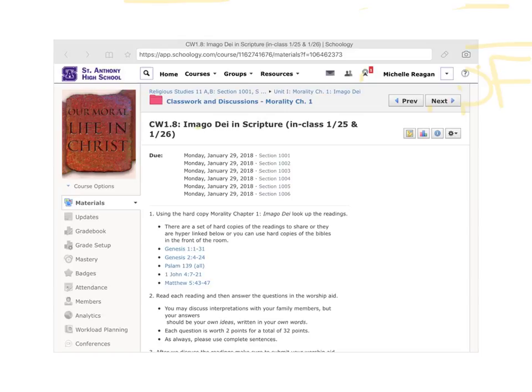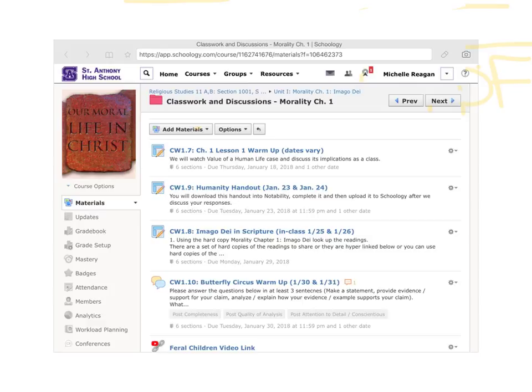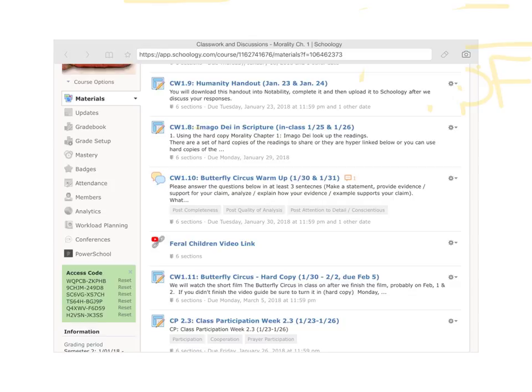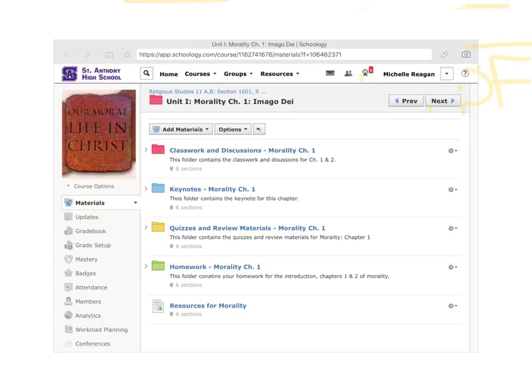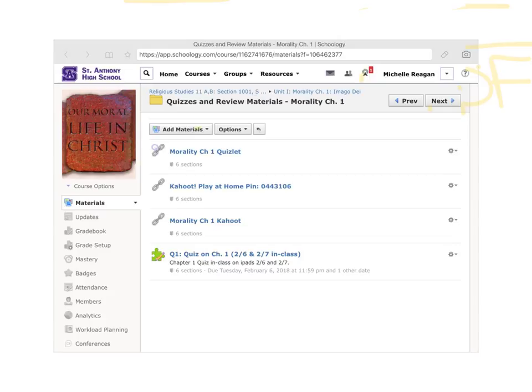Then we did the Butterfly Circus warm-up. We discussed the social nature of humanity. And finally, make sure you do the Butterfly Circus assignment. That was part of our final assessment if you were absent. And additionally, if you go on Schoology to Imago Dei, tests, quizzes and review materials. We're going to take a test after we study all this material and finish the Butterfly Circus.